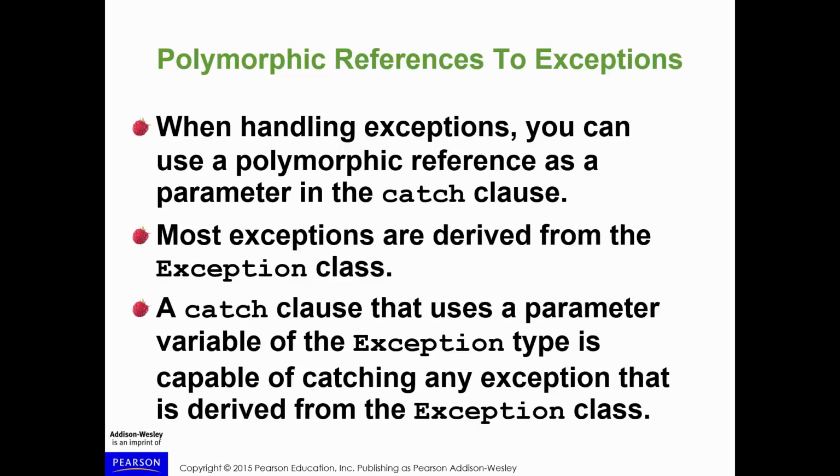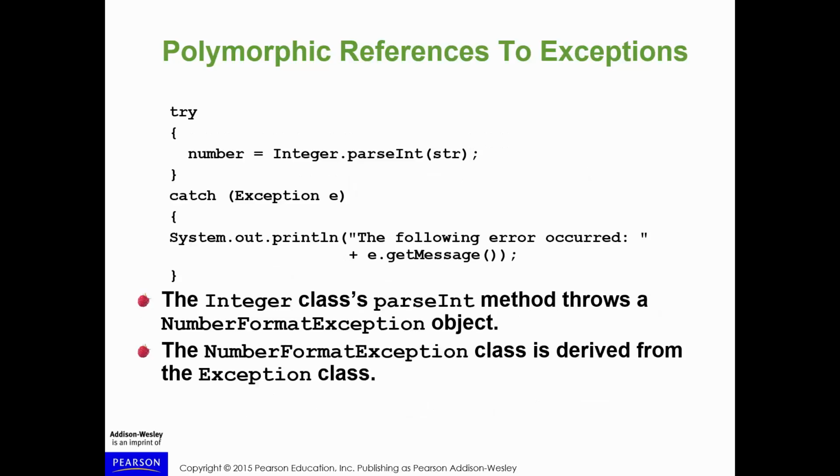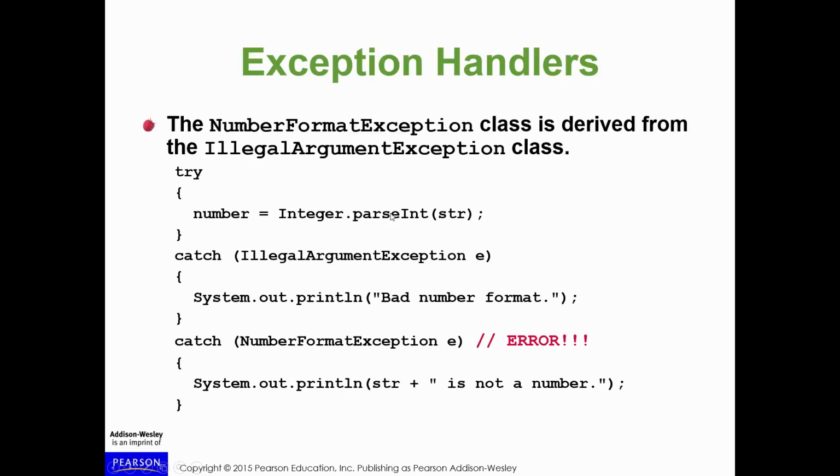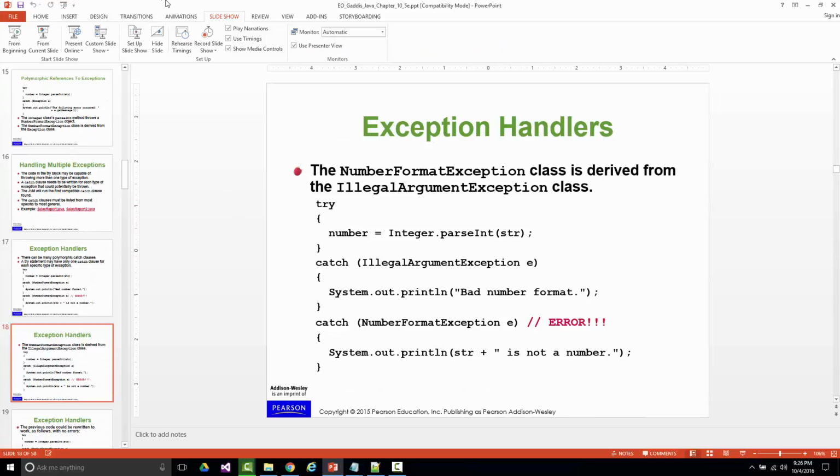Polymorphic references to exceptions, as mentioned here. When handling exceptions, you can use a polymorphic reference as a parameter in a catch clause. Most exceptions are derived from the Exception class. A catch clause that uses a parameter variable of the Exception type is capable of catching any exception derived from the class. So in other words, that catch is as generic as it gets. That's the most generic exception you get, at the top of the food chain. Remember when we showed this at the beginning, notice the first one there was Exception. That's the one that we're attempting to throw.